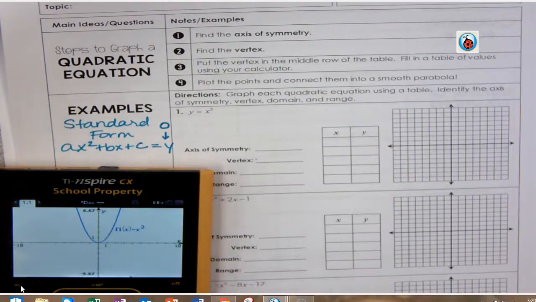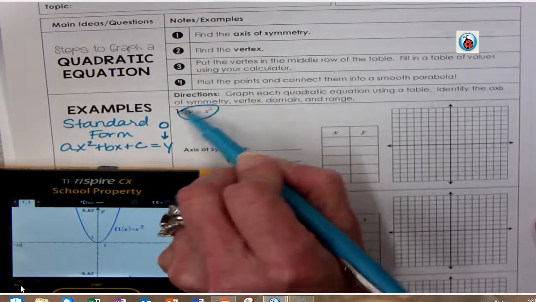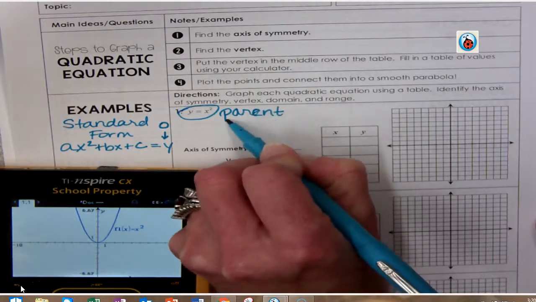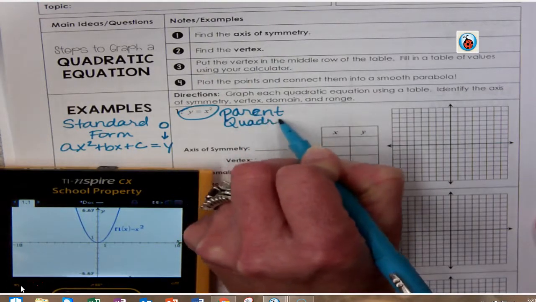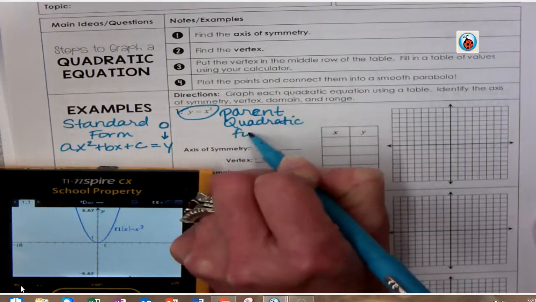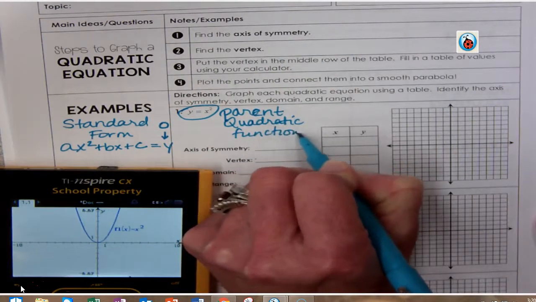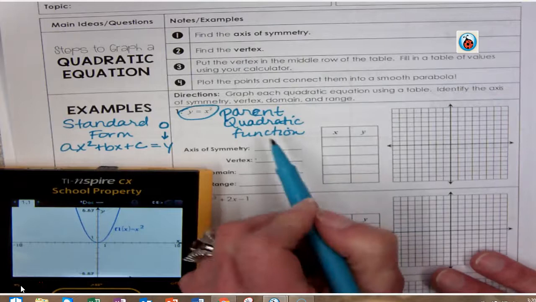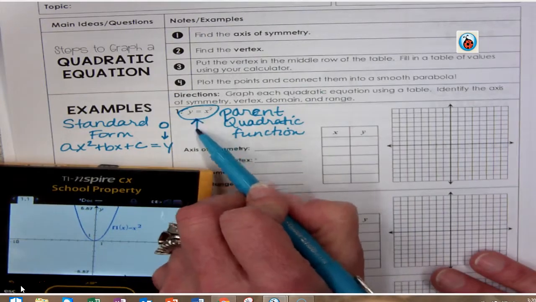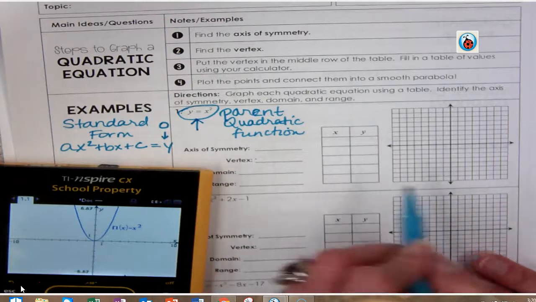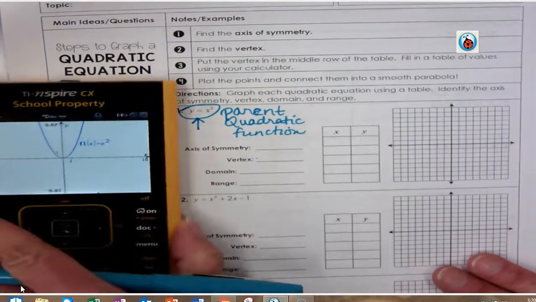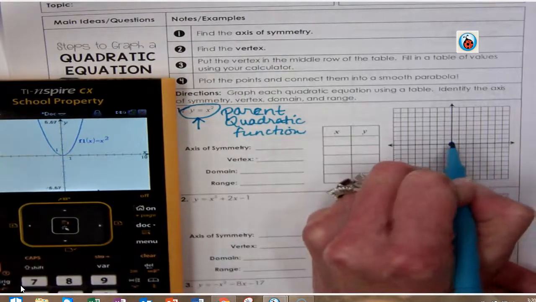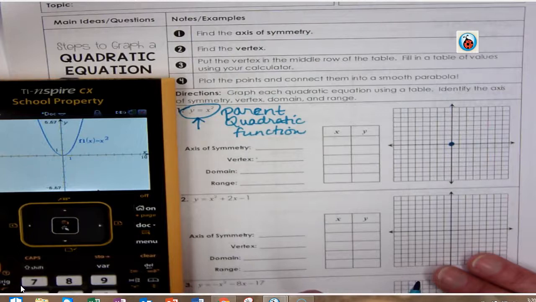And there it is. This is called your parent quadratic function. You're going to need to know this, because this is what we compare everything to. This is our function that we always come back to, the parent quadratic function. And you'll see that the vertex of the parent quadratic function is at 0, 0.